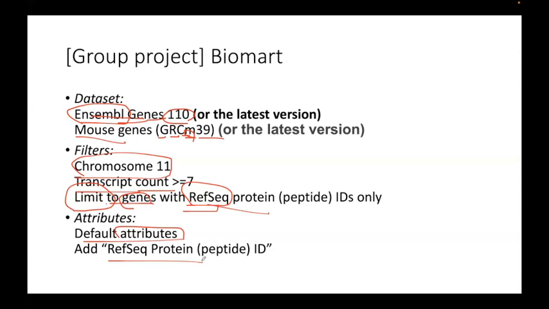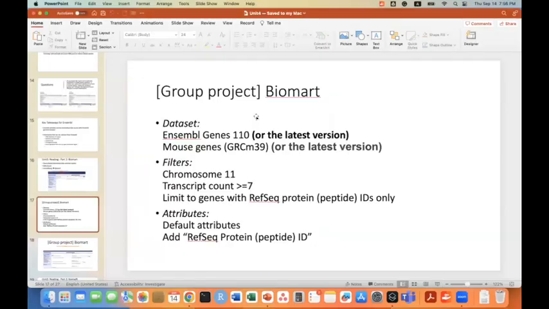So how many groups got the answer? Group 3? How about group 1 and 2? Did you get that? All right, let's go together then. So basically we want to get the candidates. I want to get gene names and transcript IDs with a protein ID that has more than 7 transcripts in chromosome 11 for mouse. Let's do it.